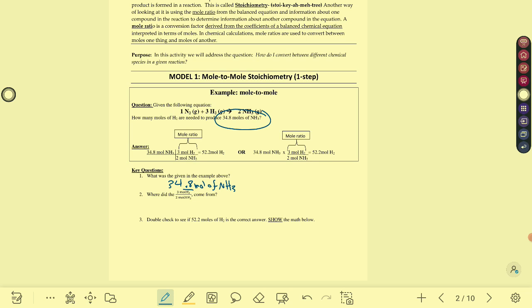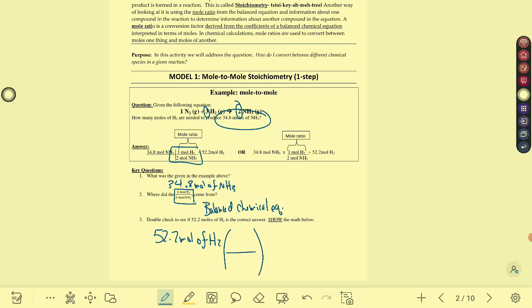Now when it says where did that 3 MOL H2 over 2 MOL NH3 come from, you should have said from the balanced chemical equation, meaning the 3 is the coefficient in front of the hydrogen gas, and the 2 is the coefficient in front of the ammonia gas. Now down below it said double check to see if this, so 52.2 MOL of hydrogen gas is the correct answer.